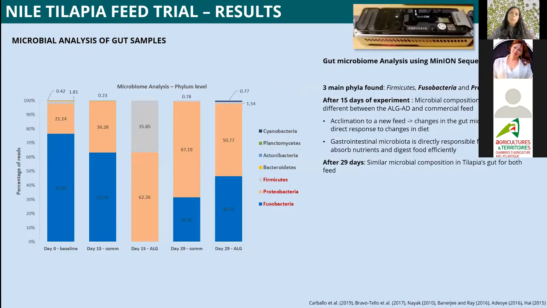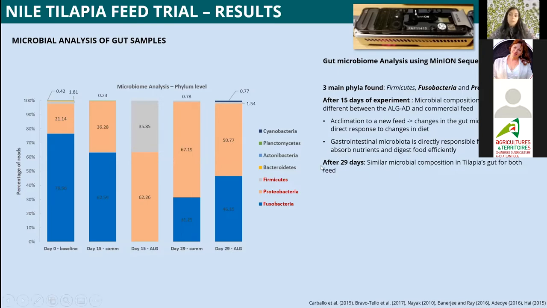But then when we looked more closely at the microbiome, we had an insight as to why the growth was lesser for the ALG-AD feed. If you look at the bacterial composition in the guts, you can see that after 15 days of experiment, the gut microbiome composition is quite different between the commercial diet and the ALG-AD diet. This gave us the information that there was probably an acclimation happening in the fish fed with the ALG-AD feed. Because of the change in their diet, the gut microbiome changed, and consequently, their capacity to absorb and digest nutrients was reduced, hence the smaller growth.